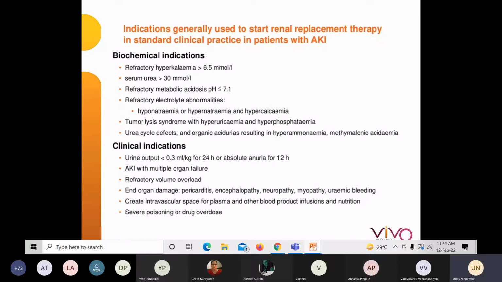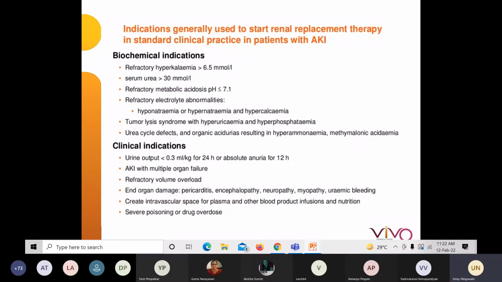So we can segregate some of the biochemical and clinical indications. Biochemical indications are hyperkalemia, serum urea, acidosis, electrolyte abnormalities. It may be natremia or calcemia, tumor lysis syndrome with hyperuricemia and hyperphosphatemia. Urea cycle defects, organic aciduria resulting in hyperammonemia or methylmalonic acidemia. These are the biochemical indications.